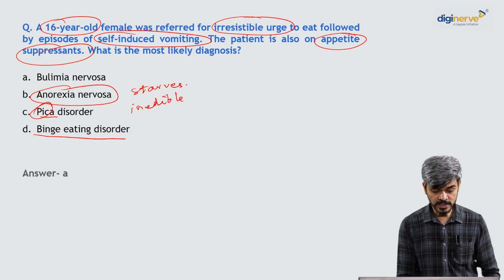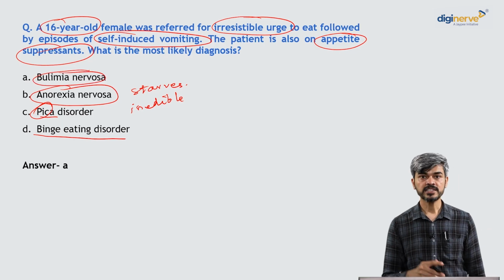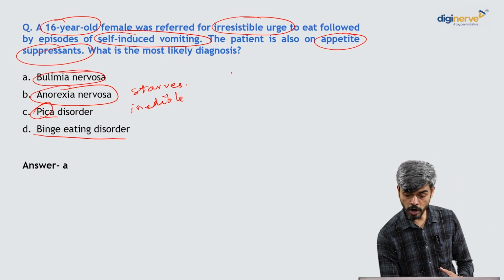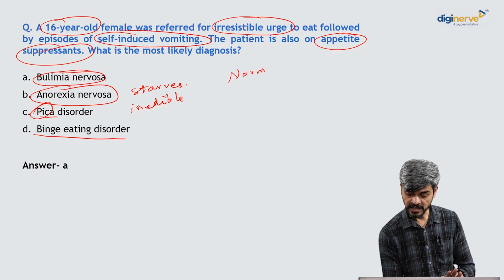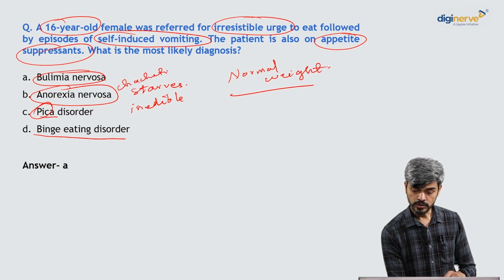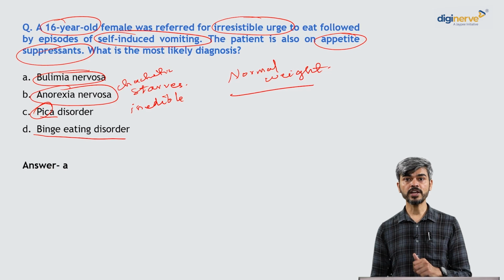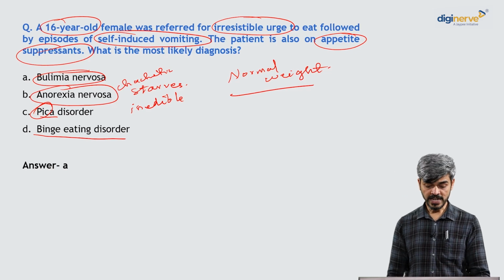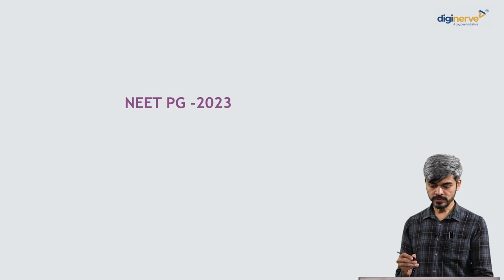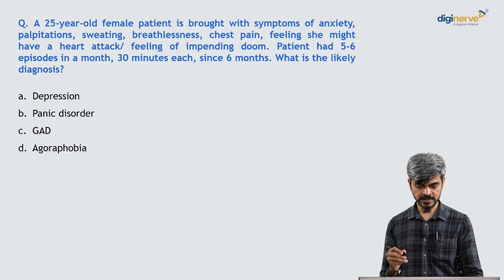So the answer here is bulimia nervosa, where there is an irresistible craving to eat food. The individual would have a normal weight, okay, that is another thing. Unlike anorexia nervosa, where the individual would lose lot of weight and become cachectic, okay, right? So in anorexia nervosa, they would develop cachexia, right? Whereas in bulimia nervosa, they would maintain normal weight. Now coming to NEET PG 2023 questions.